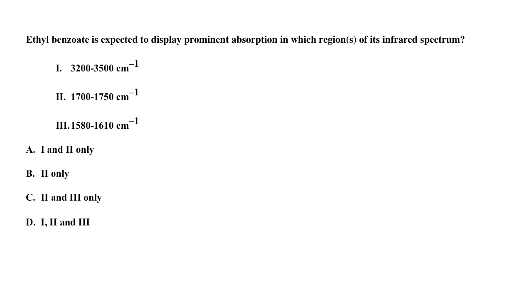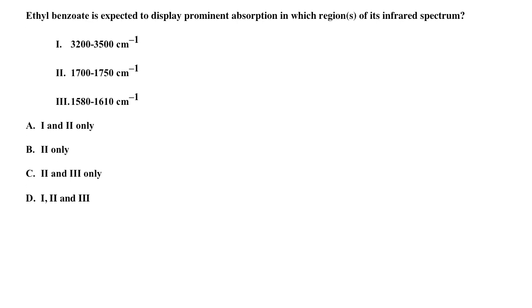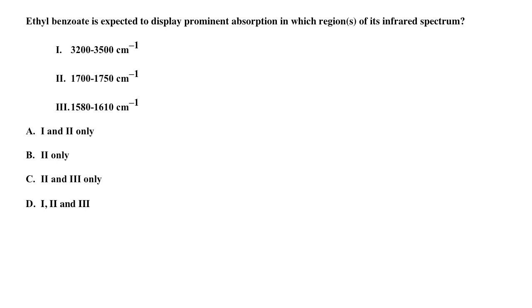Ethyl benzoate is expected to display a prominent absorption in which region of its infrared spectrum? And you've got a couple of them here. All right, so let's think. In the 3200 to 3500 region, we're going to have a couple of potential things. We could have some CH bonds, and these CHs are for sp2 carbons, so things like the aromatics, the alkenes, the alkynes, right?